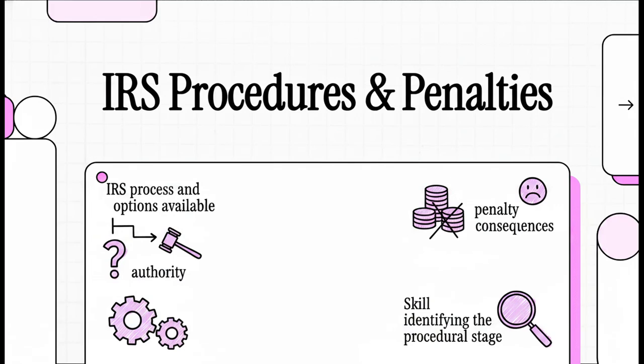REG tests federal tax procedure by asking where the taxpayer is in the IRS process, what options are available, what penalty may apply, and what authority supports the tax position. The main skill is identifying the procedural stage, the taxpayer's choices, and the consequence.